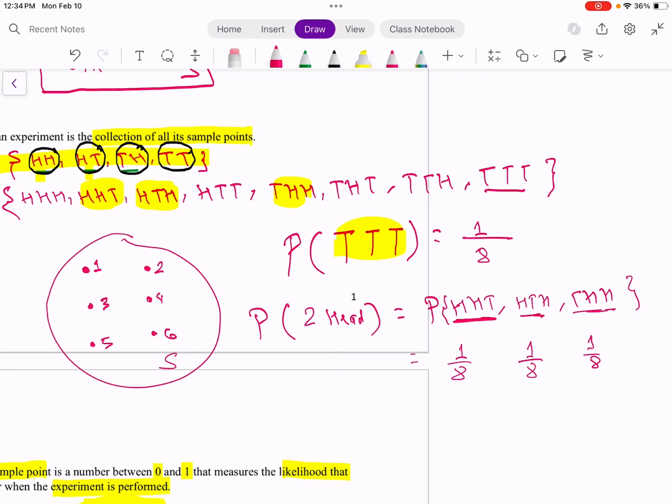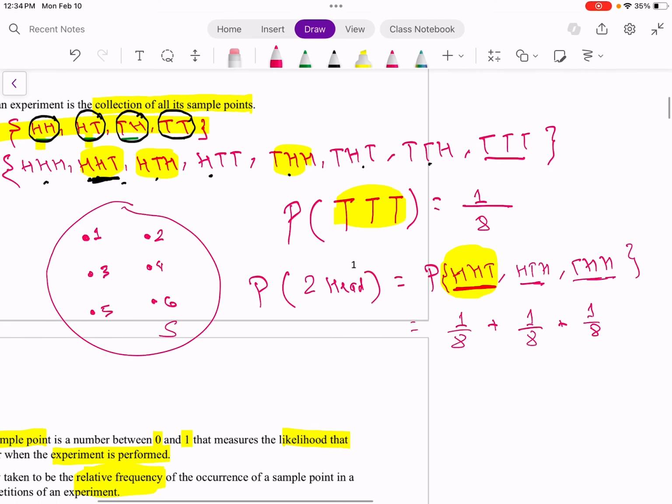If you are finding the probability of getting this outcome, you check how many outcomes of this type we have in our space, and we only have 1 outcome here. You divide 1 by the total number of sample points. We have 1, 2, 3, 4, 5, 6, 7, 8 sample points. So 1/8 is the probability of getting head, head, tail, and the sum of these is the probability of getting 2 heads, which is 3/8 when we toss 3 coins. Does anyone have any question up to here?